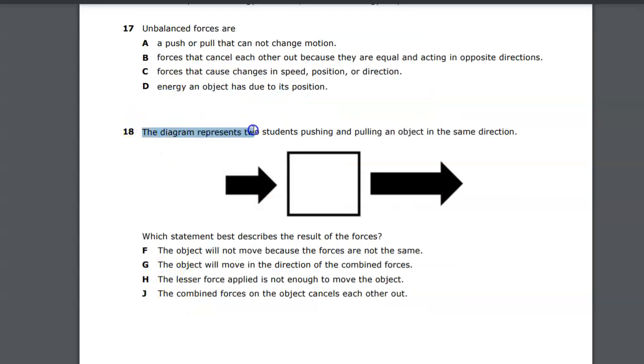Number 18, the diagram represents 2 students pushing and pulling an object in the same direction. They're both pushing this way. Which statement best describes the result of the forces? Is it F, the object will not move because the forces are not the same? G, the object will move in the direction of the combined forces? H, the lesser force applied is not enough to move the object? Or J, the combined forces on the object cancel each other out? What is the best description of what you're seeing happen here?